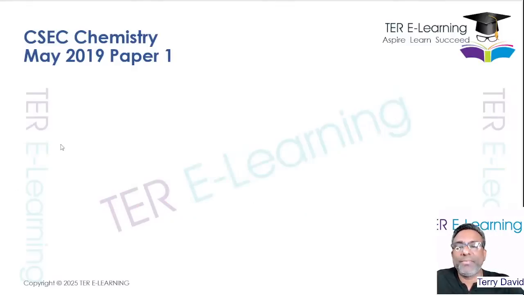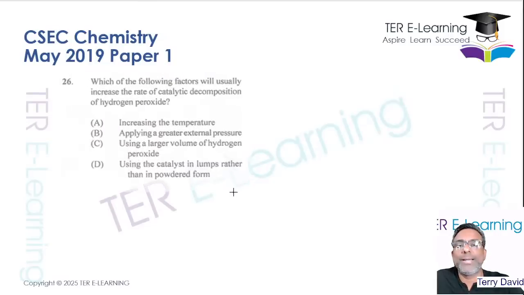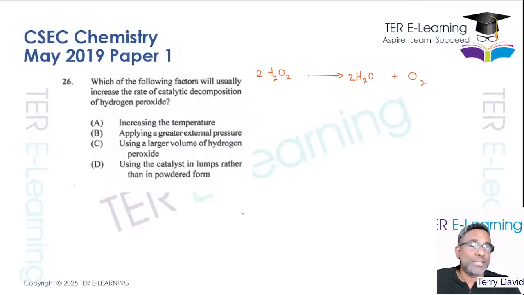So that's 25. Question 26. Which of the following factors will usually increase the rate of the catalytic decomposition of hydrogen peroxide? So the reaction they're talking about here is H2O2, that's hydrogen peroxide. And we normally use a catalyst, and you end up with H2O liquid plus oxygen gas. This equation is not balanced, so we need to put 2 here and 2 here. So this is our chemical reaction. Normally we use a catalyst, and the catalyst in this case is manganese dioxide. We got something like this in paper 2.